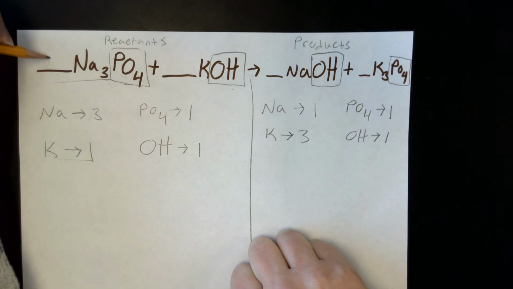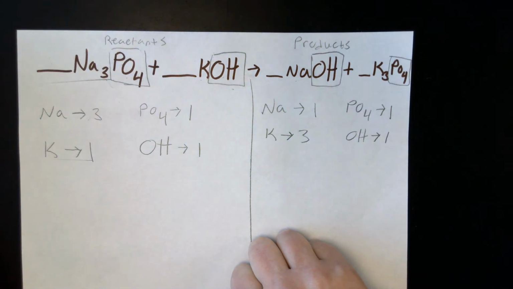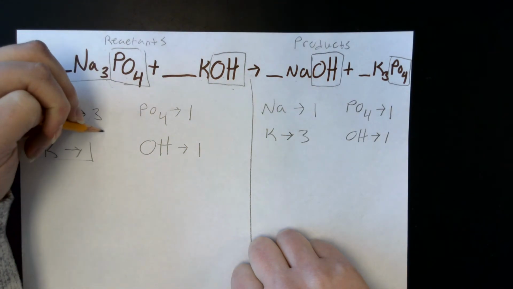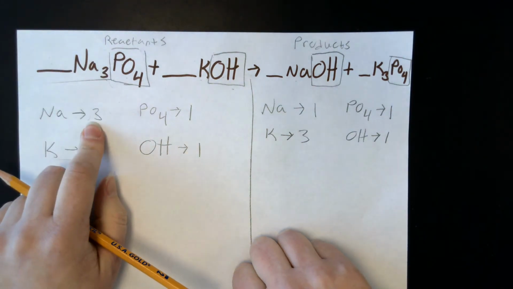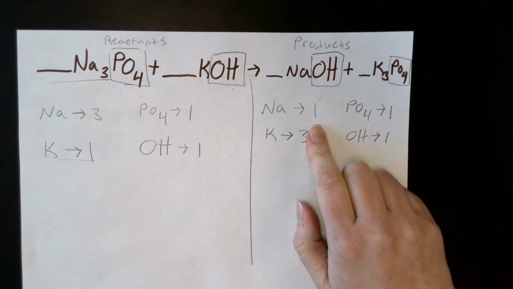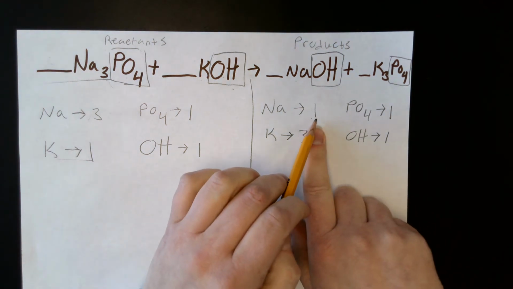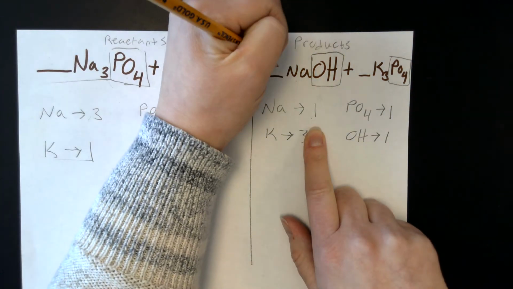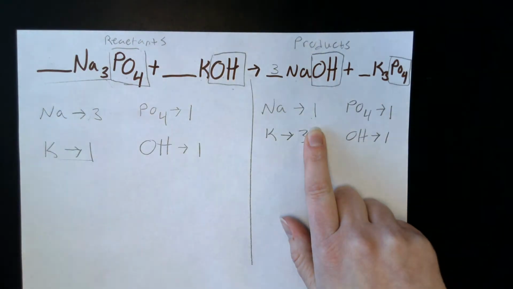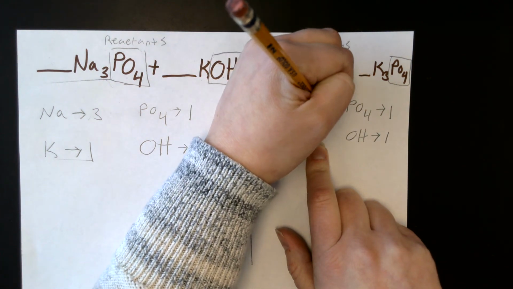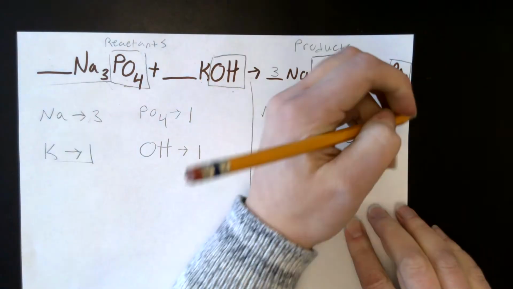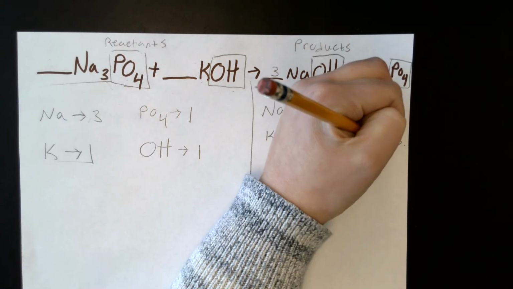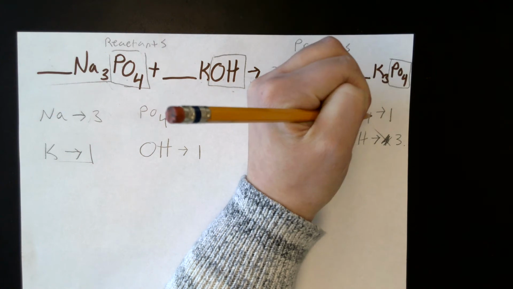So if we add 1 and make this 2, that changes this to 6. Okay, we don't want that. Here, we want to try and get this to 3. So the easiest way to do that is to put a 3 here. That changes that to 3. And it changes hydroxide to 3. Okay, that changes that to 3.